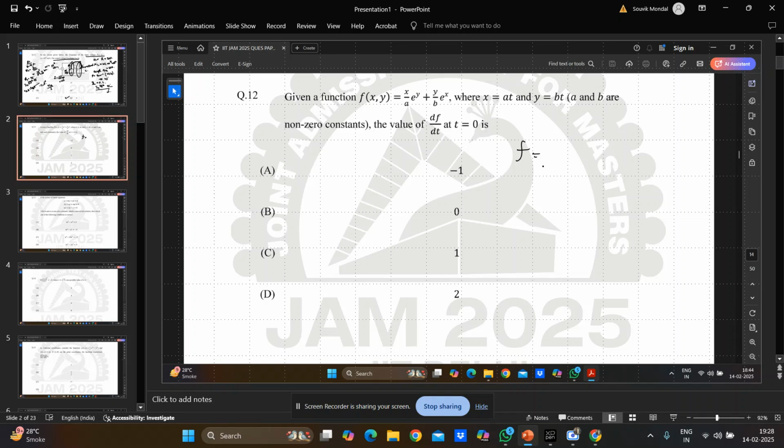Just a simple calculation. You have to calculate df dt at t equal to 0, and it is given x is equal to t to the power 80, y is equal to t to the power bt plus t to the power 80. So just take the differentiation and put t equal to 0. Okay, so I shouldn't do that. You can solve it. Okay, so it will give you 2.